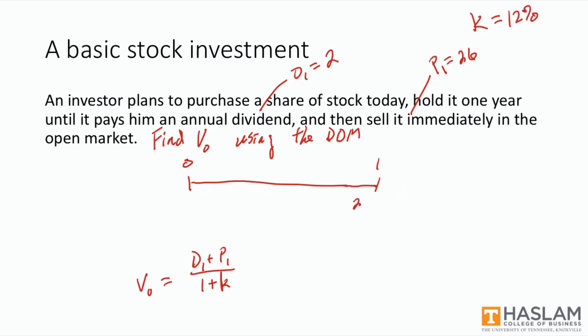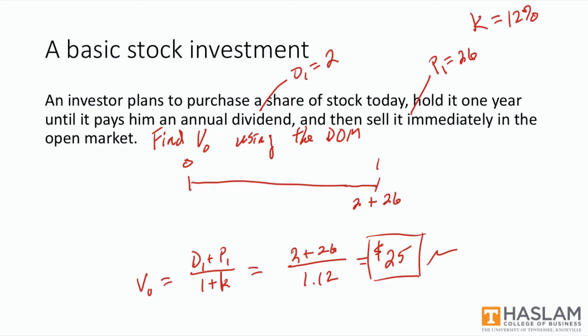So let's plug these numbers in. So we have 2 plus 26 here, and our valuation formula becomes 2 plus 26, or 28 in the numerator, and 1.12 in the denominator. Solving that expression, we get an intrinsic value of 25. And so again, this is the number here that says how much the stock price should be. And so we'll just take that number as a stock investor and compare this to whatever current price we observe in the market.